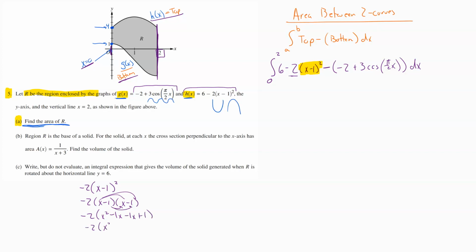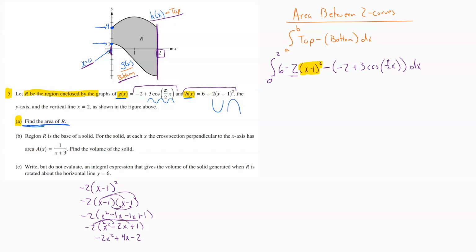We get negative 2 times x squared. Combine those like terms in the middle, negative 2x plus 1. And then the last move here would be to distribute that negative 2. So I get negative 2x squared. Negative 2 times negative 2 gets me a plus 4x. And negative 2 times 1 gets me a negative 2.